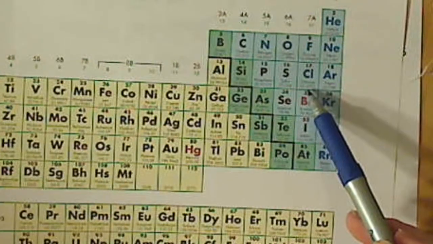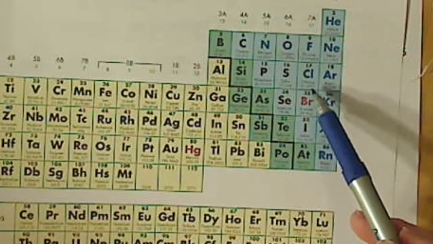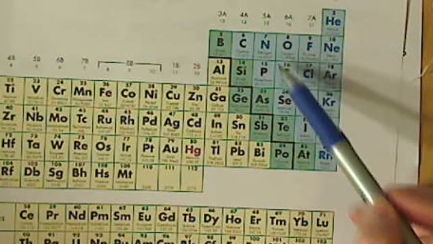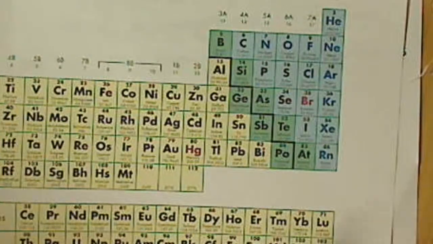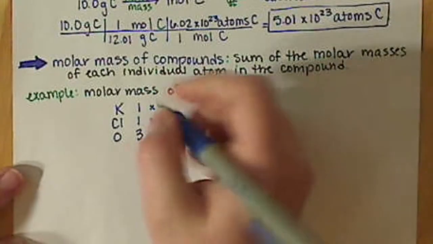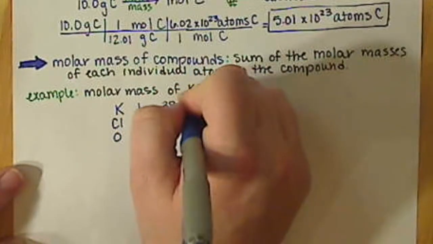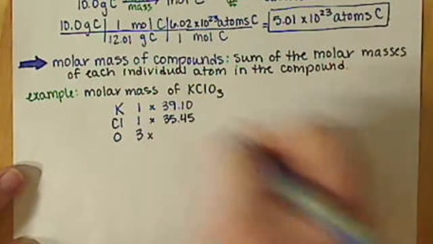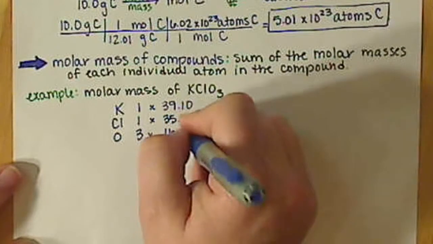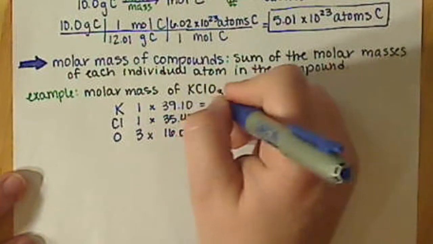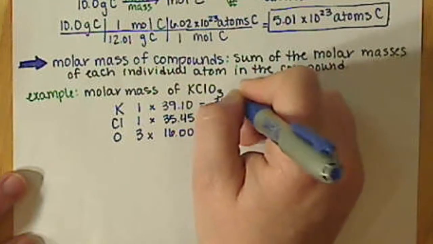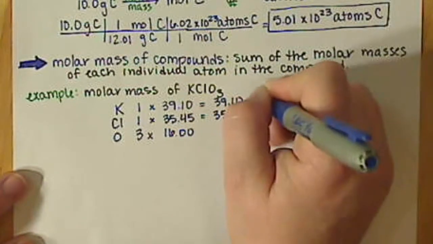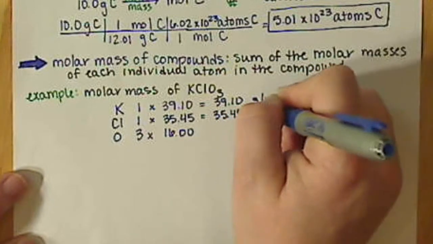And we'll use 35.45 for that one. And oxygen, this is actually an outdated periodic table here. Oxygen is actually 16.00. So potassium was 39.10, chlorine 35.45, and oxygen 16.00. So we have 39.10, 35.45, and these are all units of grams per mole.